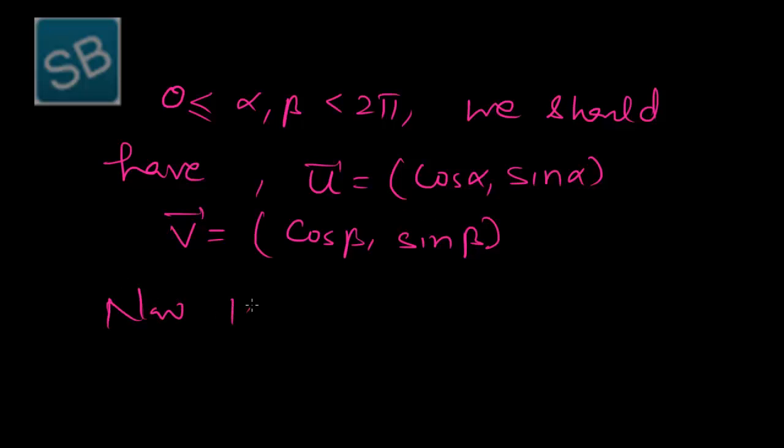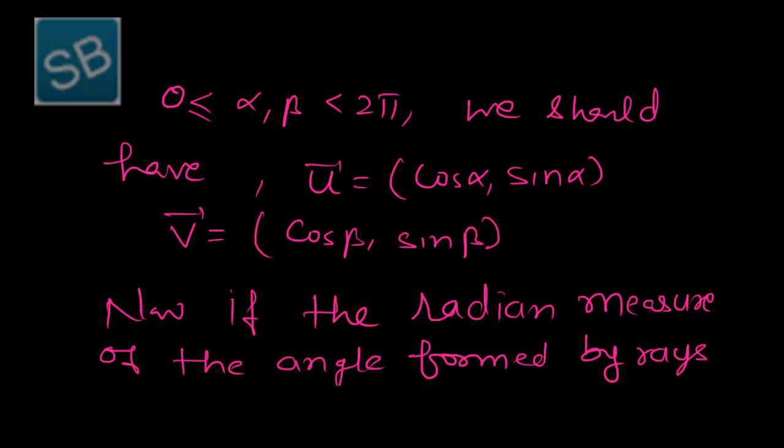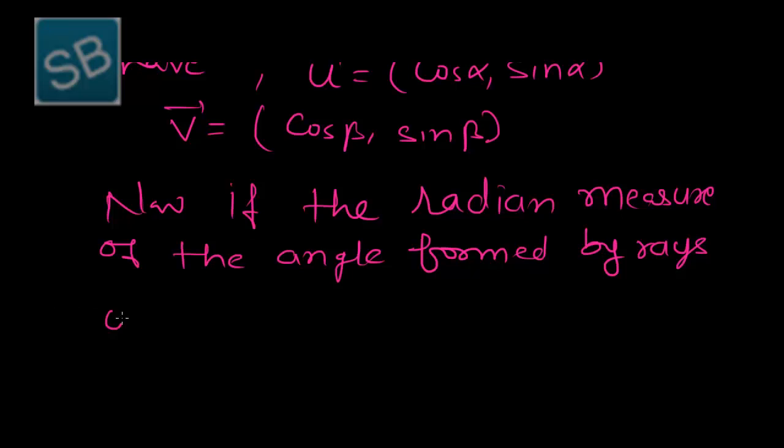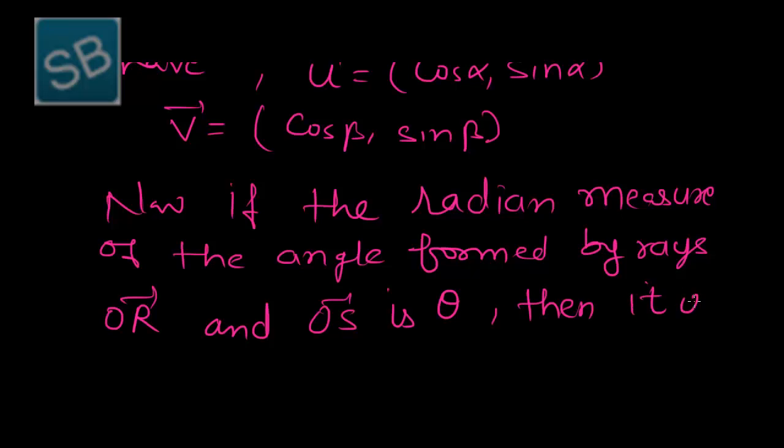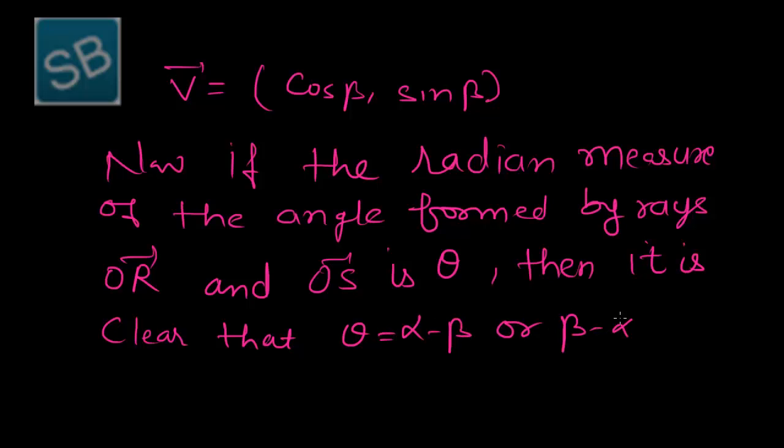Now if the radian measure of the angle formed by rays OR and OS is theta, then it is clear that theta is equal to alpha minus beta or beta minus alpha.